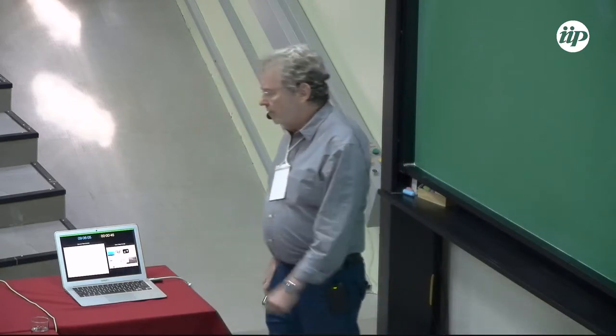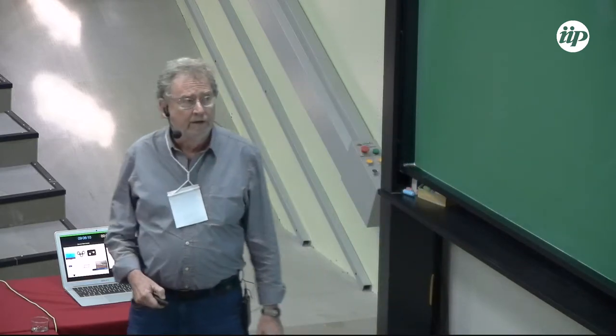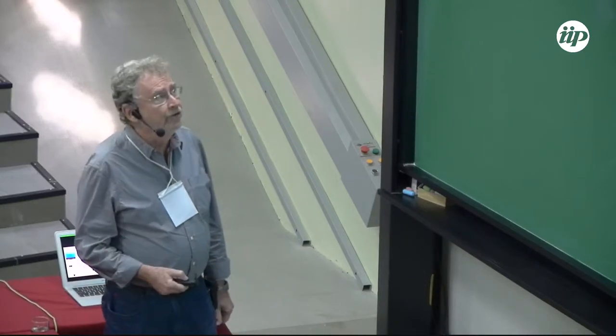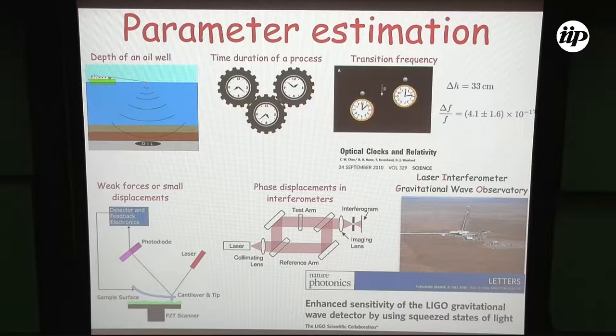Now, so what about parameter estimation? Parameter estimation is the central point of quantum metrology, the central aim of quantum metrology. And you could be interested, for instance, which is fashionable here in Brazil, to find out the depth of an oil well by using, say, sound waves that probe this depth. So by measuring how much time it takes for the sound wave to come back, and by analyzing the sound wave, you can have an idea about this oil at the bottom of the sea.